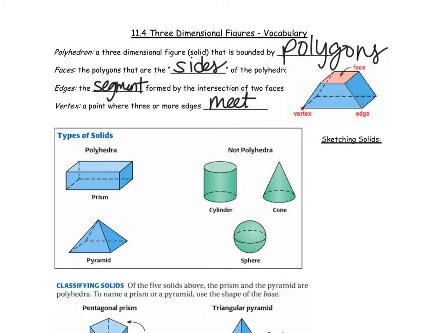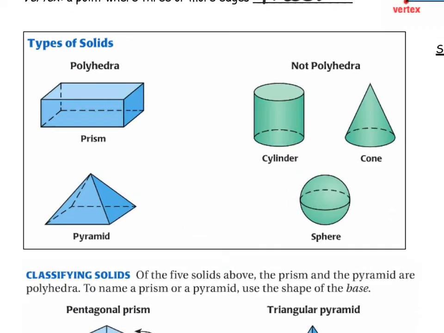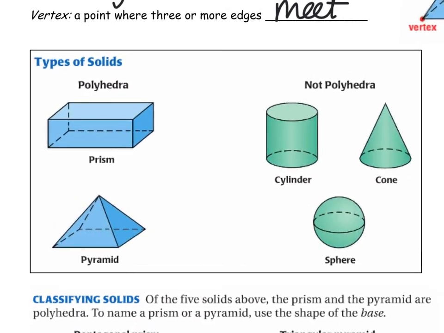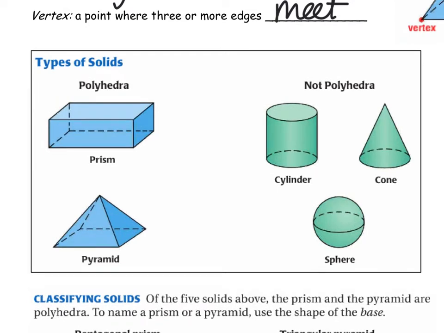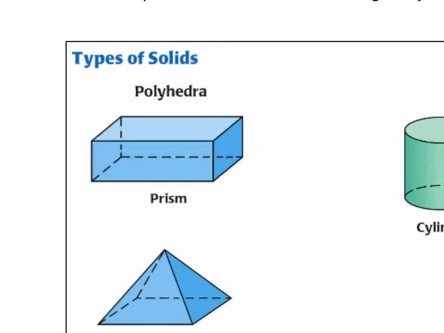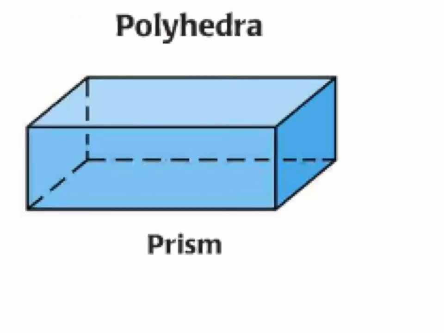So you see the difference here in this box? On the left, you have polyhedra because everything is flat, and they're all made of polygons. On the right, you've got curves, not allowed. Okay, let's talk about the difference between these different families of solids. This is the last thing. We'll start with the prism.